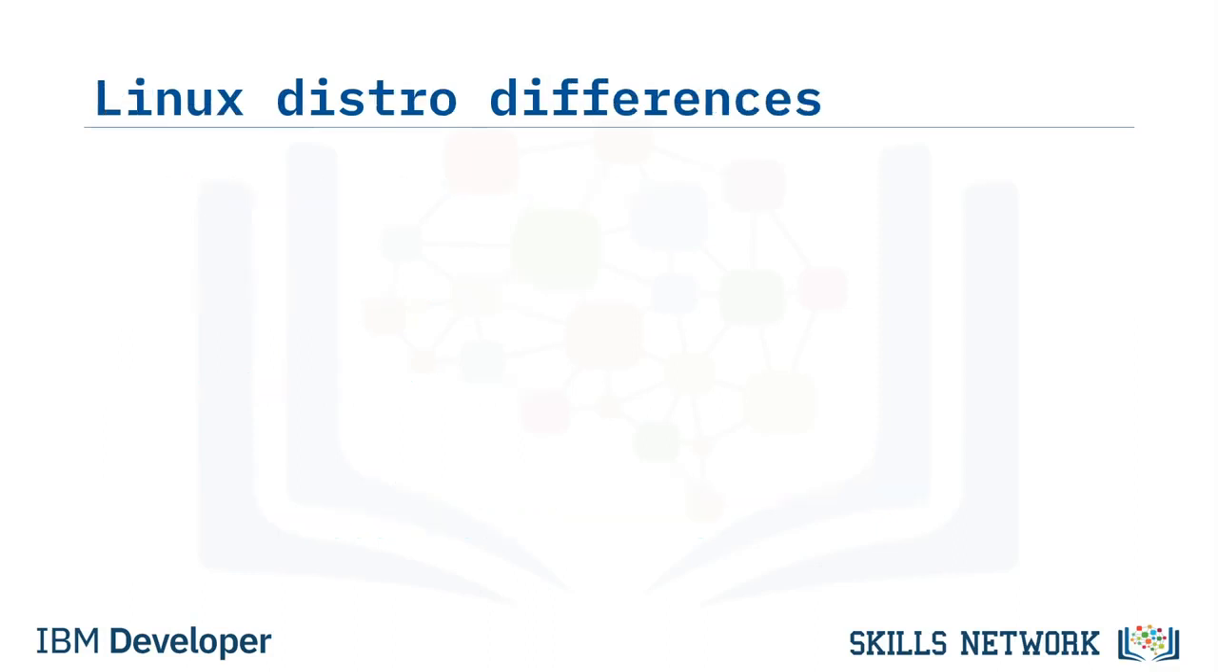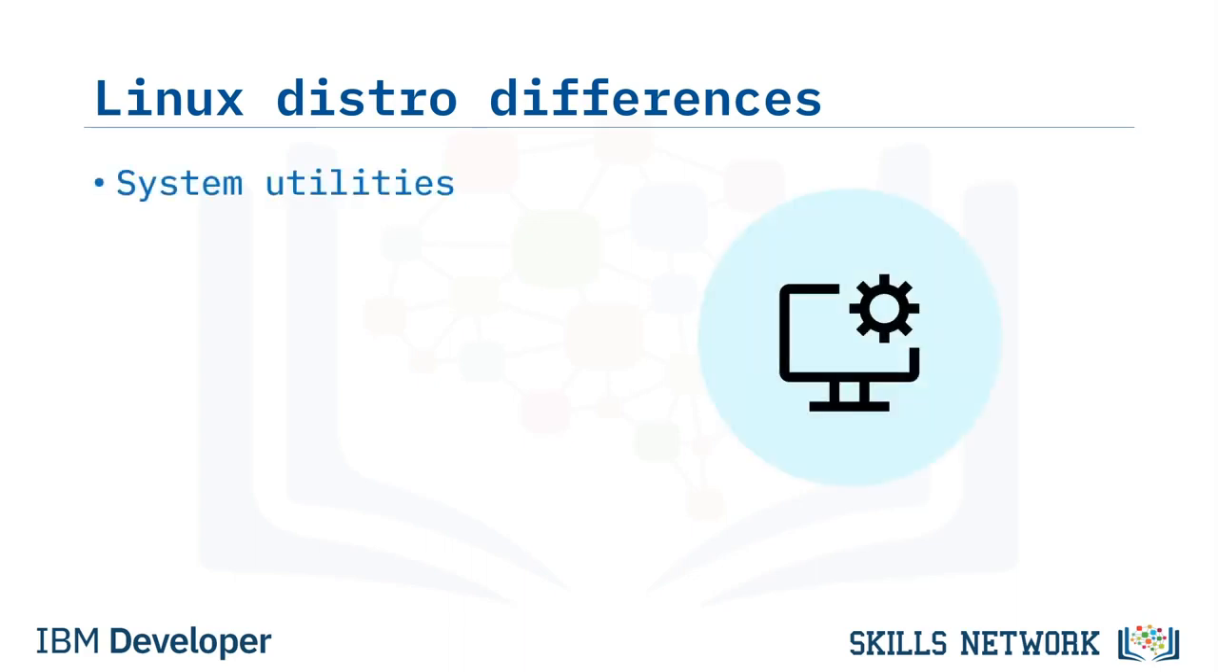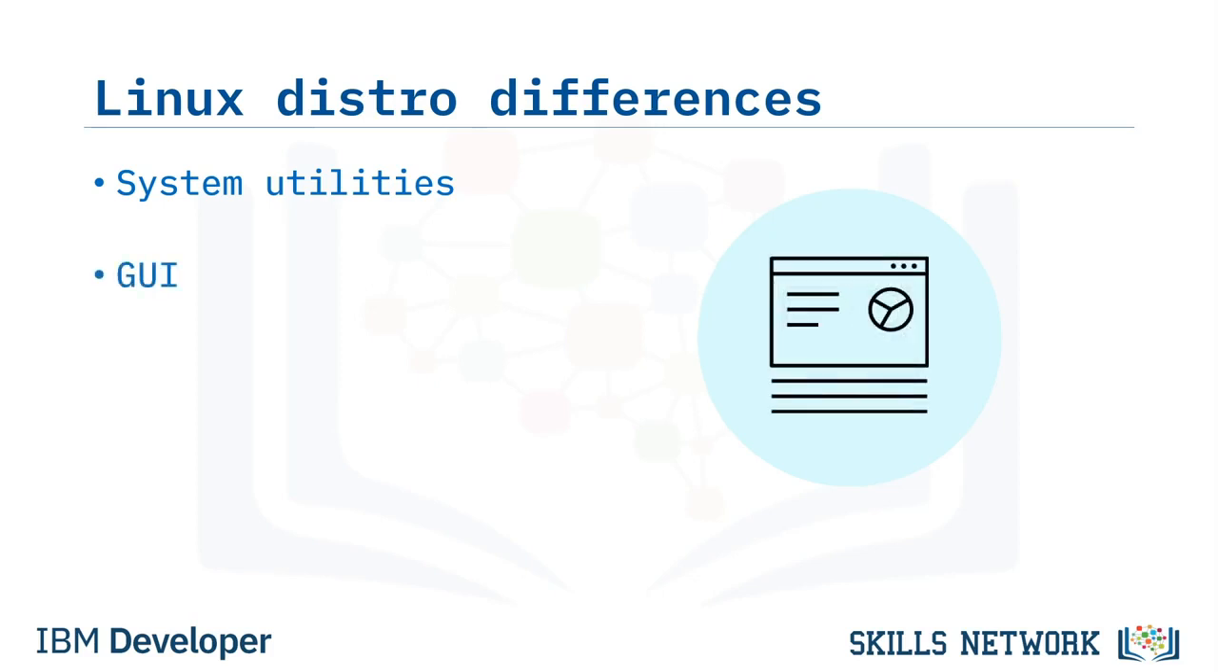Okay, so what differentiates Linux distros from each other? Each Linux distro includes a unique set of default utilities that are part of the operating system, such as commands and applications that come pre-packaged with the distribution. Each distro has its own graphical user interface, or GUI, that you use to interact with the operating system.